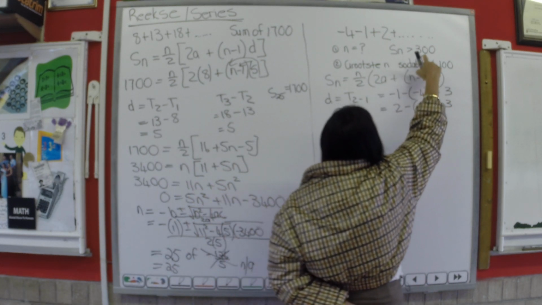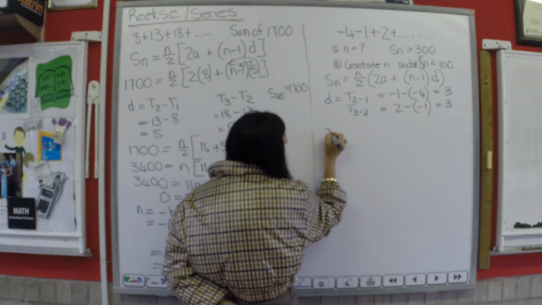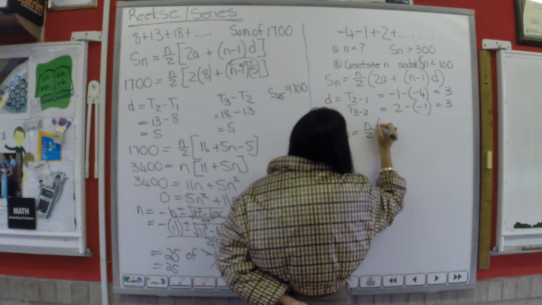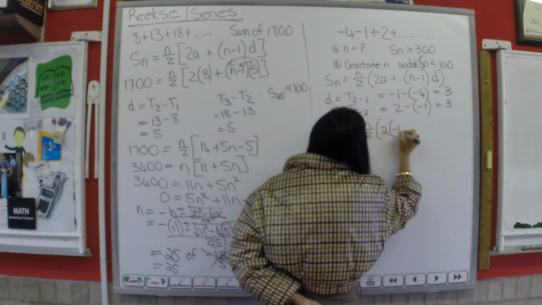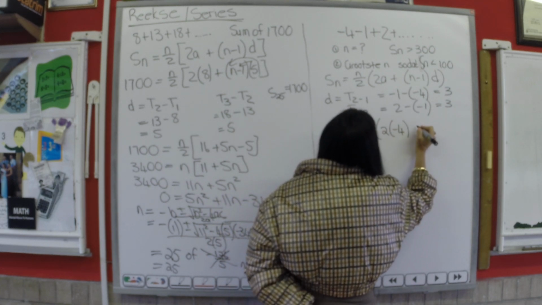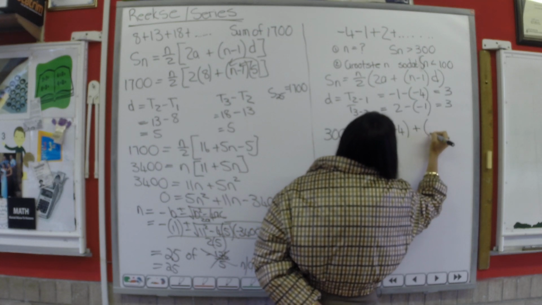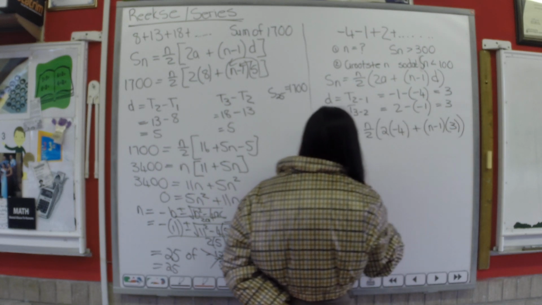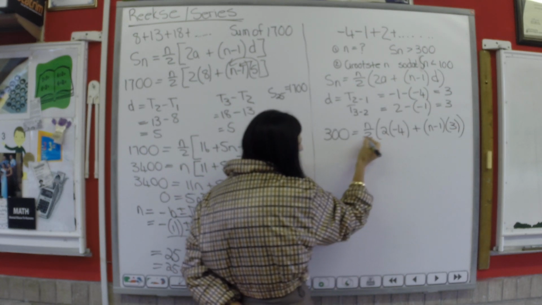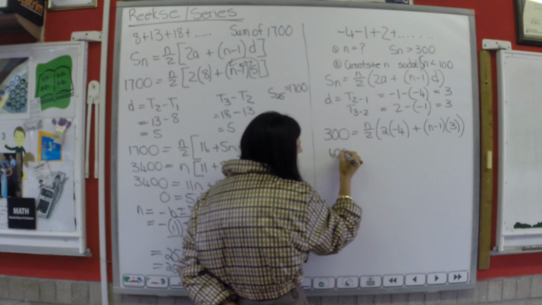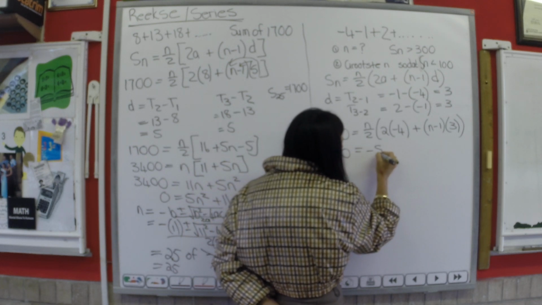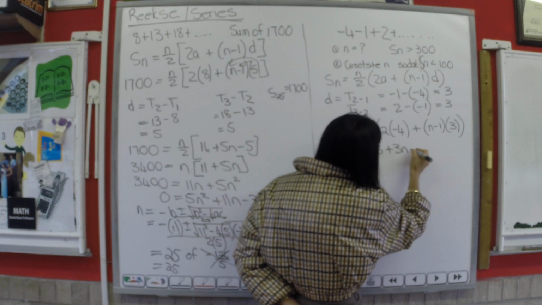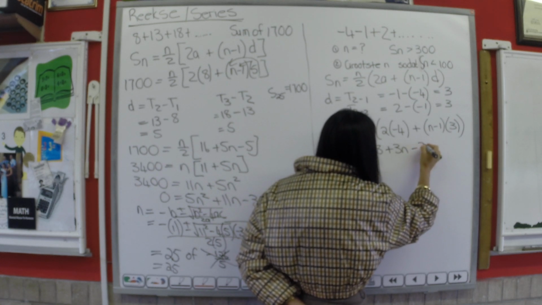Ons het vir Sn as 300, so ek kan hom gaan insit. Ek soek my n weer eens. Ek het vir a. I'm looking for the n values and I've got my d. So again, I'm going to take the 2 to the other side. It's minus 8 plus 3n minus 3.